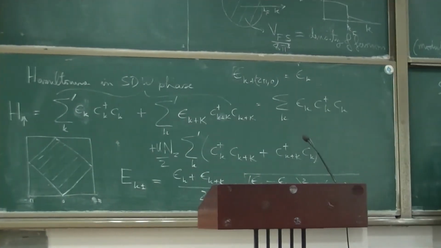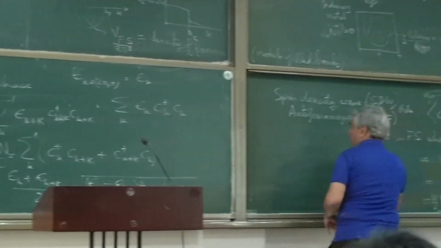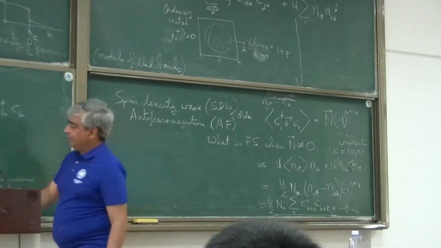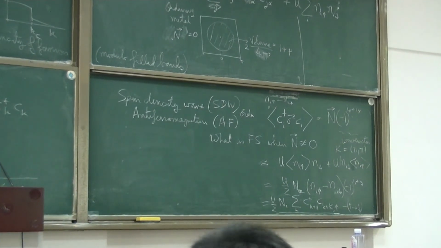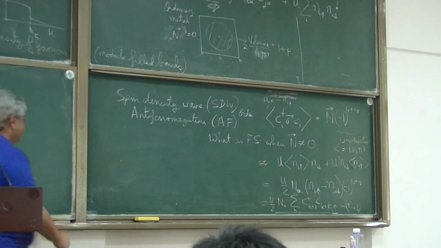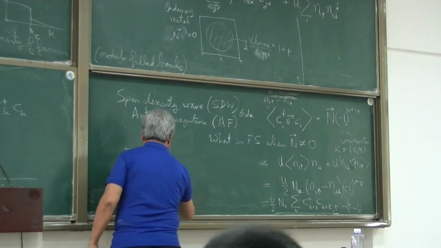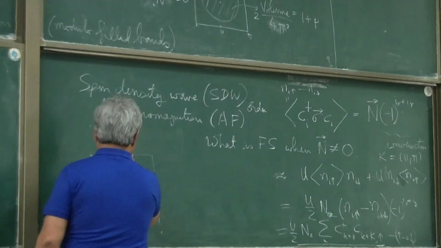So that's the question. What is the Fermi surface? You can do this calculation, right? You just give it to your computer, take some epsilon k, compute this, and fill the bands and see what happens. But it's easier to see on a picture. So let me show you pictorially what happens.